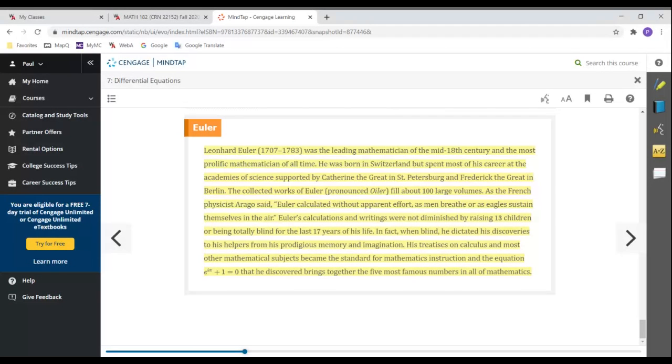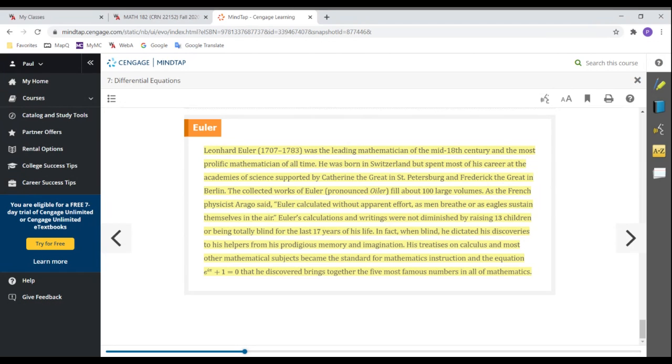So let's see. Leonhard Euler was born in Switzerland, but spent most of his career at the Academies of Science supported by Catherine the Great in St. Petersburg and Frederick the Great in Berlin. Okay, so they didn't have community colleges back then. You maybe had to have a sponsor to pay for your way through school. Of course, you're paying your way through school, but you know what I mean. In the very nice 21st century, a lot of students are able to go to college. Back then, much harder.